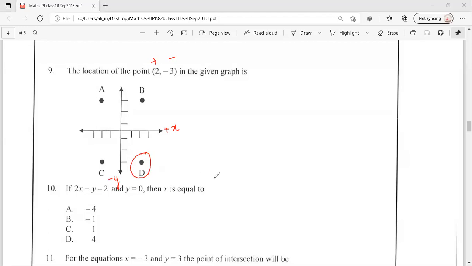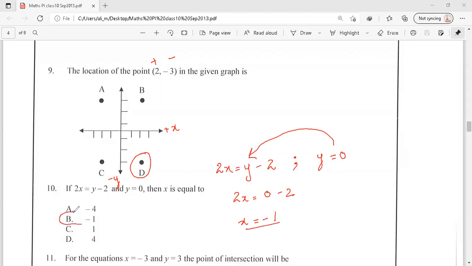Then we have question number 10. If 2x equals y minus 2 and the value of y is equal to 0. So we have two equations, in which one is the linear equation 2x equals y minus 2, and the other one is y equals 0, that is parallel to the x-axis. So for the value of x, let's put this y equals 0 in the first equation. 2x equals 0 minus 2. So x would be equal to minus 1. So the correct answer for the value of x is minus 1. So option B will be the correct answer.